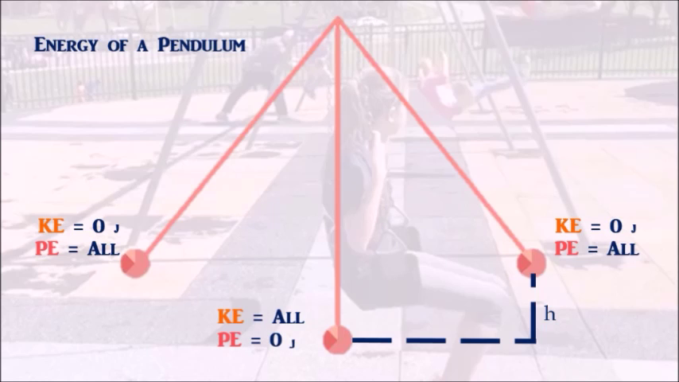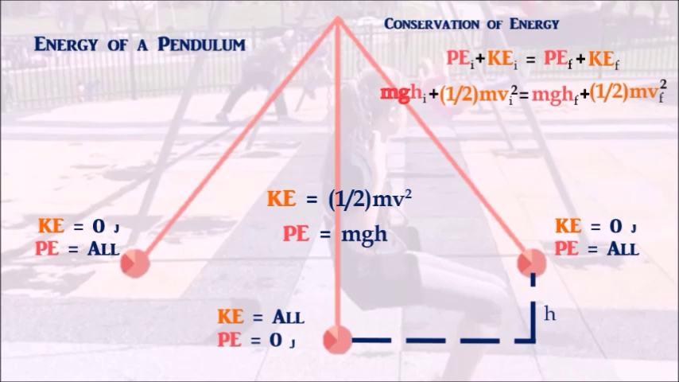And if we look at the pendulum's lowest point, we can see it has all the kinetic energy and 0 potential energy. If we look at the equations again, we can see the pendulum has 0 potential energy because it's at its lowest point and its height is 0. Using the equation for the law of the conservation of energy, we can find the pendulum's mass, height, or velocity with a set of given variables.